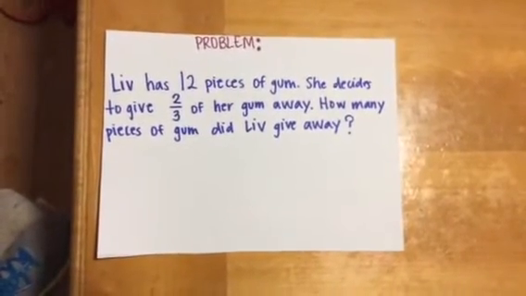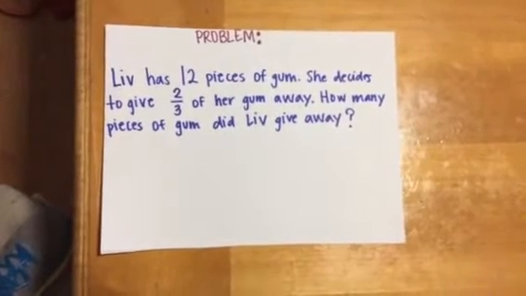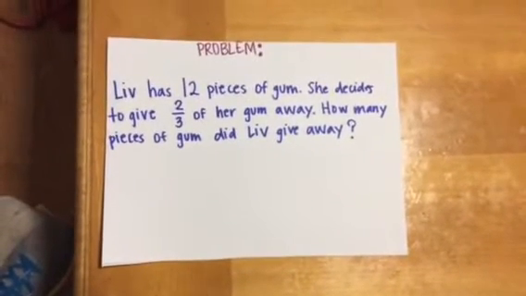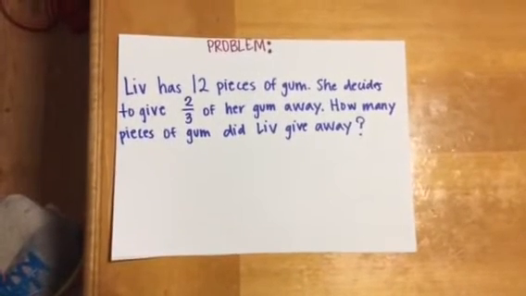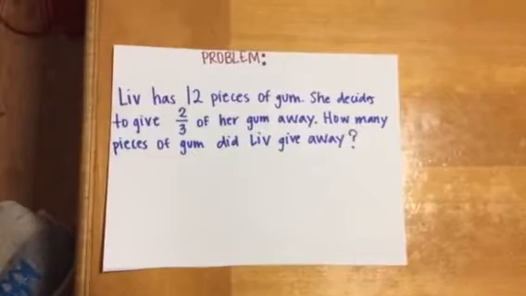So fourth graders, today we have a word problem. Let's go ahead and first read our word problem of the day. It says, Liv has 12 pieces of gum. She decides to give 2/3 of her gum away. How many pieces of gum did Liv give away?